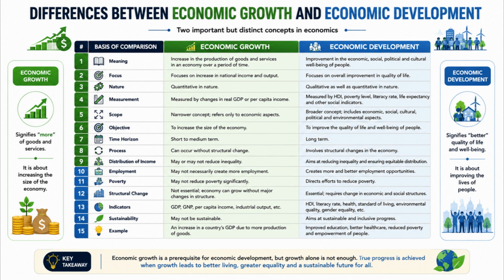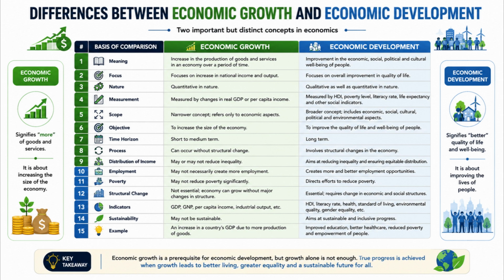Number 1. Economic growth refers to an increase in the production of goods and services in an economy over time, whereas economic development refers to the overall improvement in the economic and social well-being of people. Number 2. Economic growth focuses mainly on increasing national income and output, whereas economic development focuses on improving the overall quality of life.